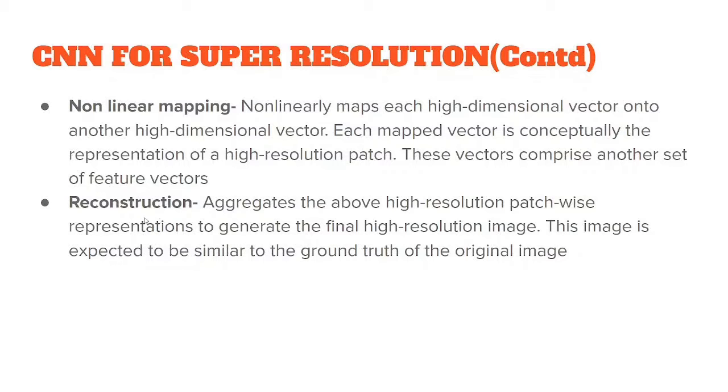Then the final step is the reconstruction. In this we aggregate the above high resolution patch-wise representations to generate the final high resolution image. This image is expected to be similar to the ground truth of the original image. So finally, the reconstructed image will be the output, and this must be similar to the initial original image that is taken into consideration.